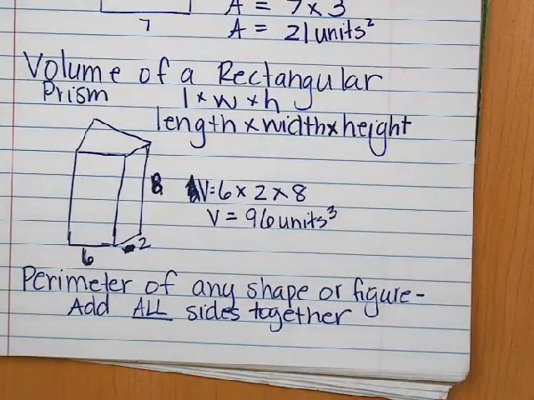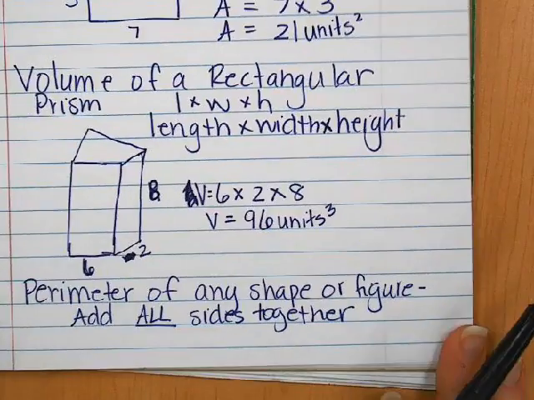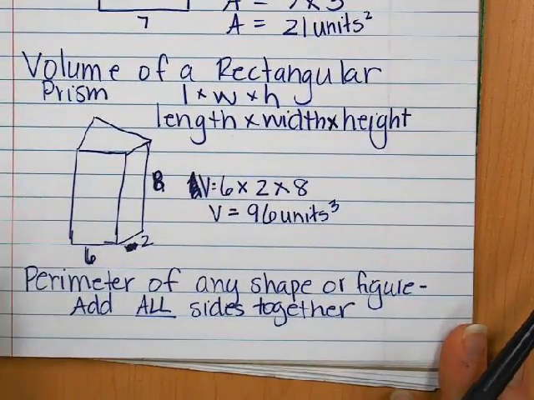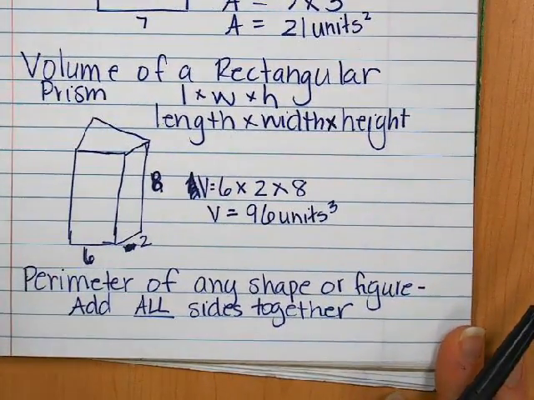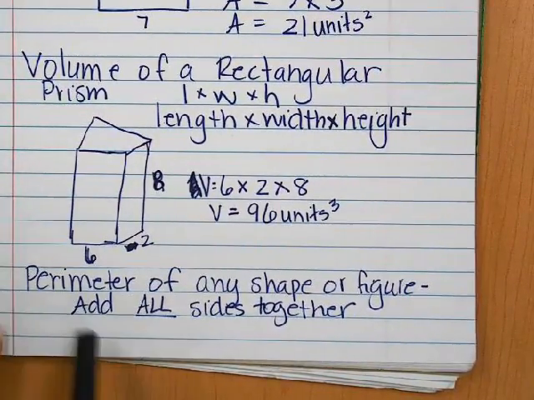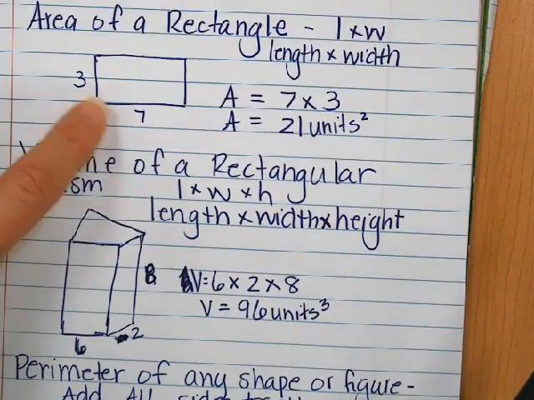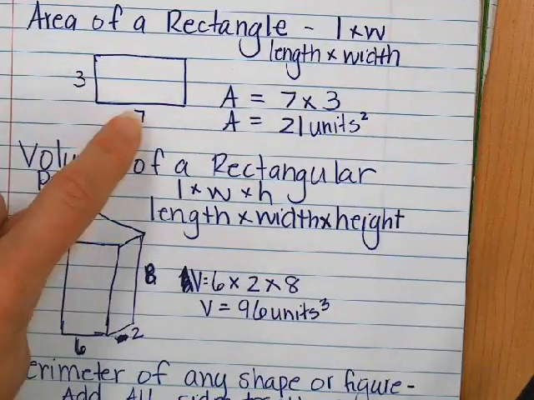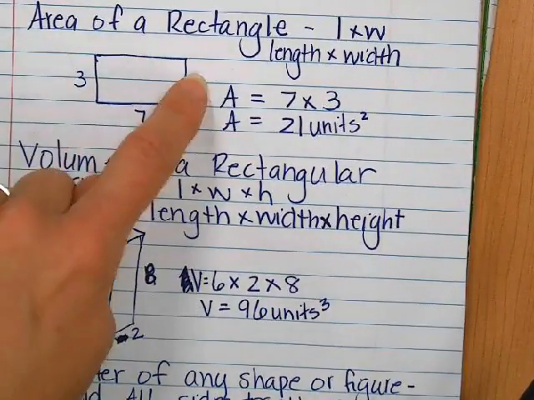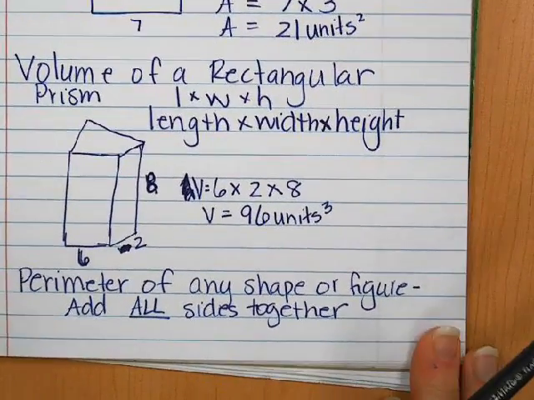Perimeter should also be a review, but just remember that perimeter of any shape or figure is adding all sides together. So you may have a figure that doesn't just have 4 sides. For example, this rectangular prism. But no matter how many sides you have on a shape or figure, for perimeter you're adding all the sides together. So if we had the perimeter of this rectangle, we wouldn't just add 7 and 3. We'd have 7 plus 7 and then 3 plus 3, and we would add all 4 of those together. So just remembering that perimeter is adding all sides together.